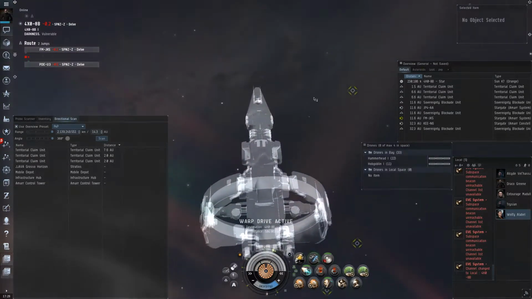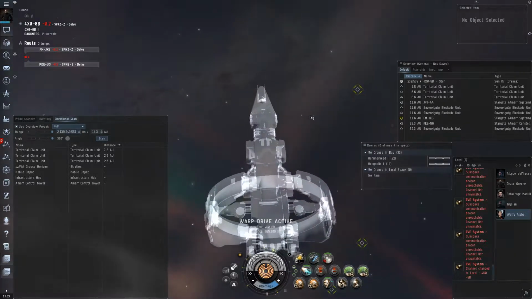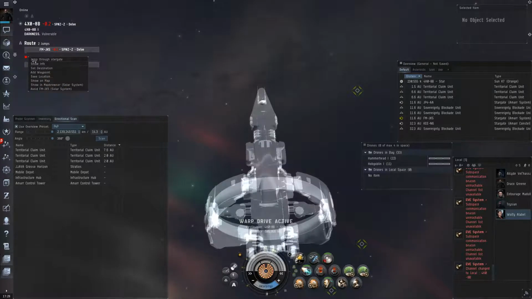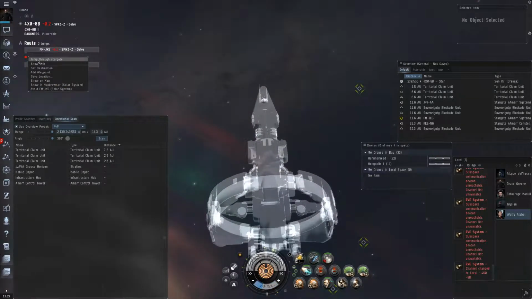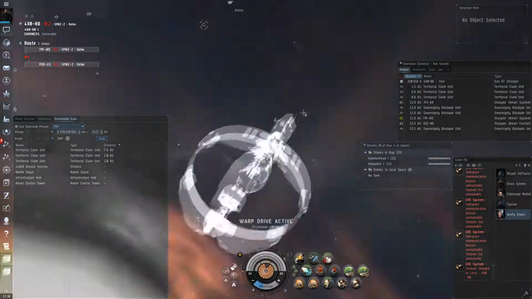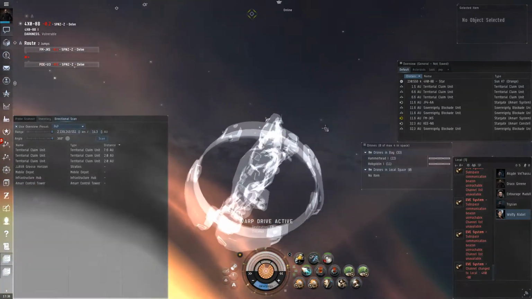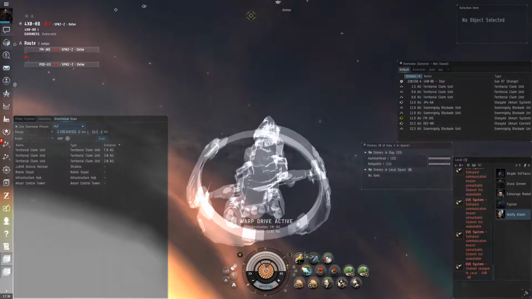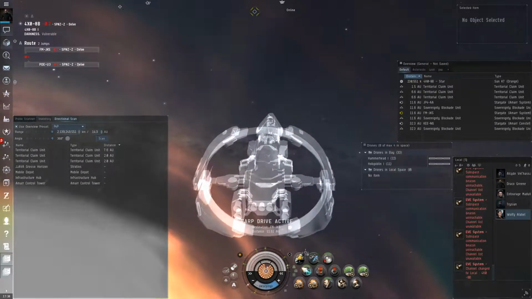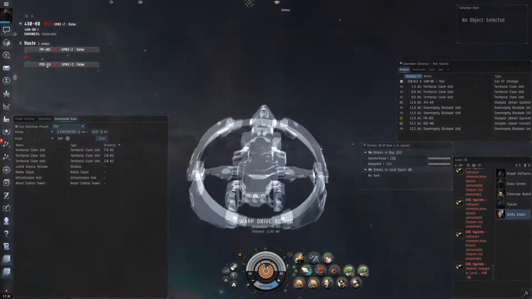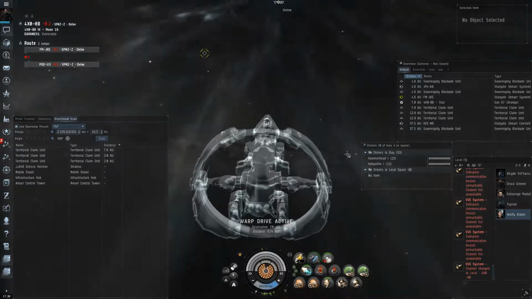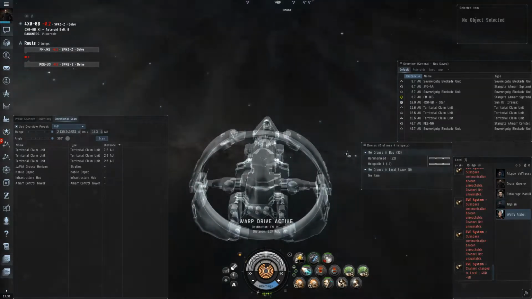Fuck! God damn it! Warp drive active. Well, sometimes you just have to accept the fact that you can't do anything about it. So we're gonna leave. Don't really have a choice.